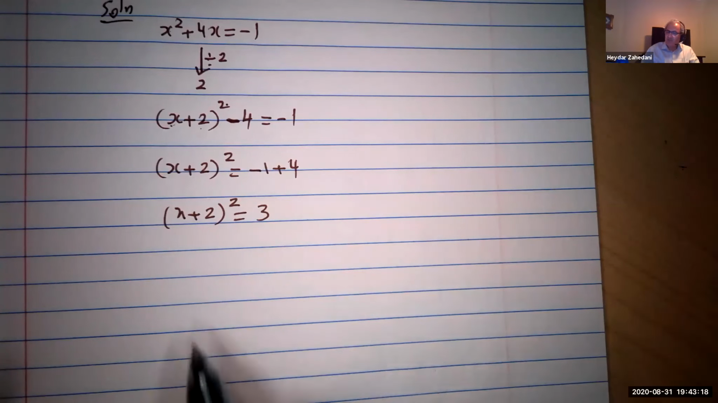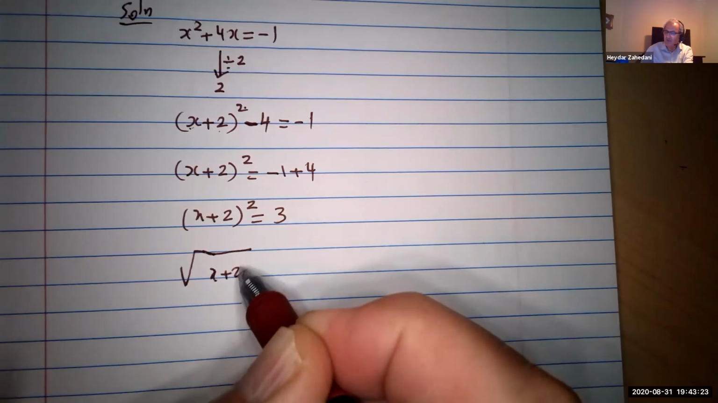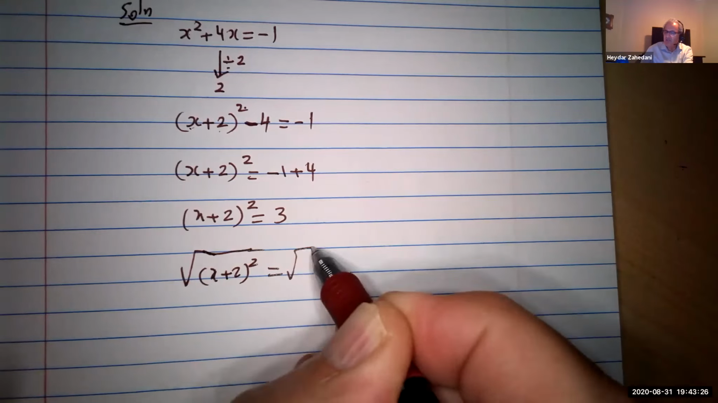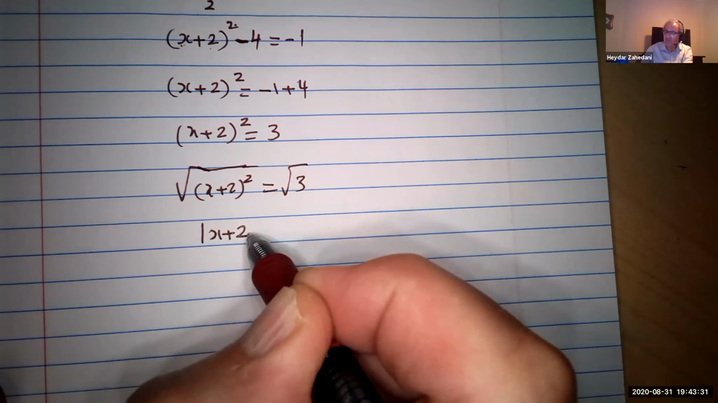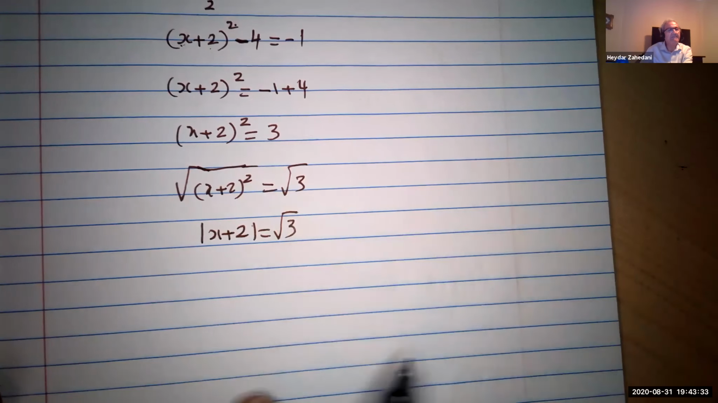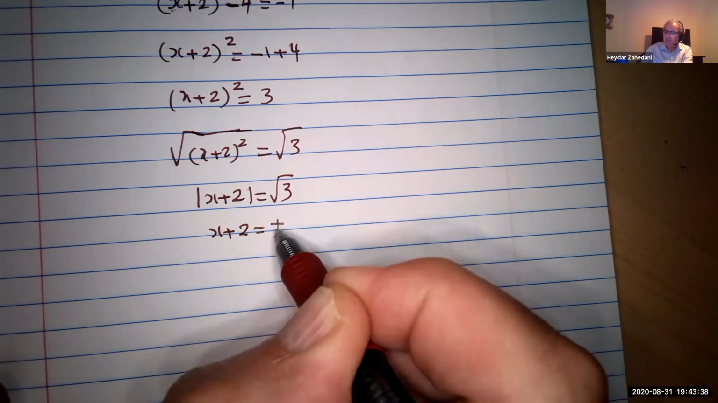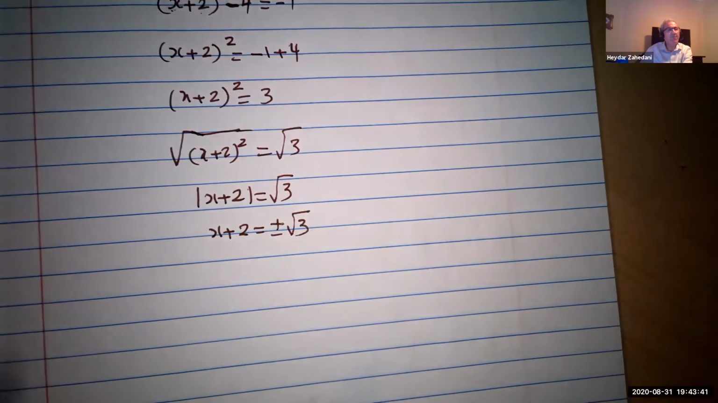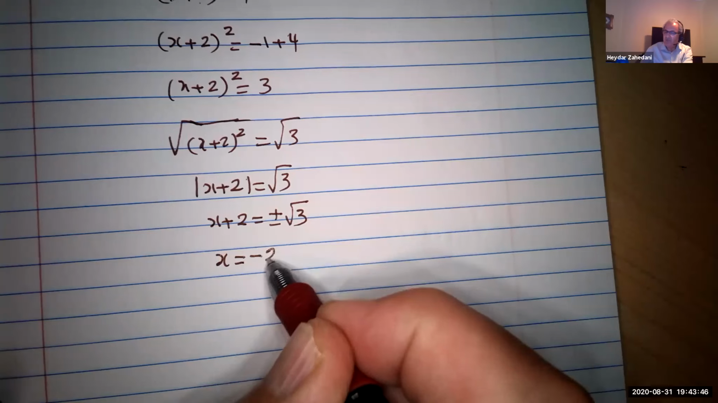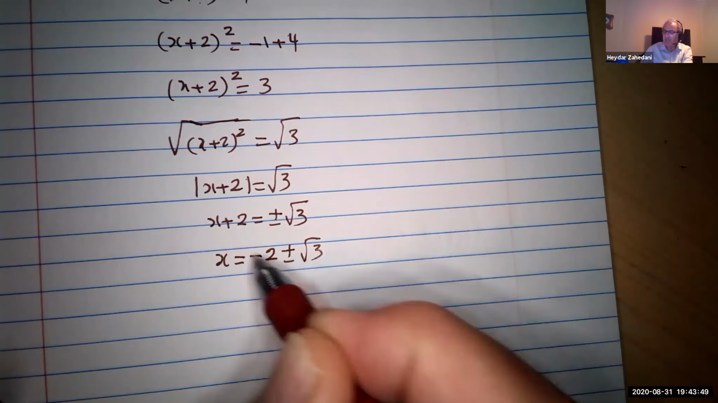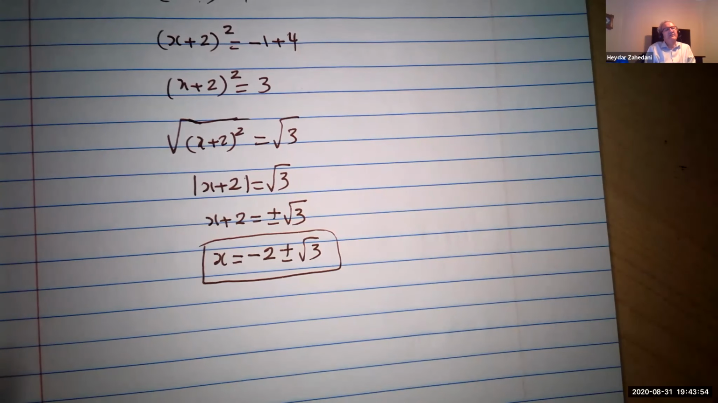Okay, take the square root of both sides. So that gives you the square root of (x plus 2) all squared equals radical 3. So that gives you the absolute value of x plus 2 equal to radical 3. You drop the absolute value, then you have to use a positive and negative, plus or minus radical 3. You subtract the 2, so x would be negative 2 plus or minus radical 3. Since it's a radical 3, you don't have to simplify it, and that gives you the final answer.